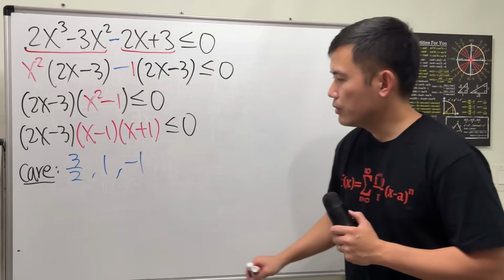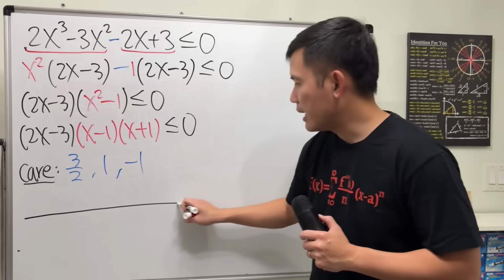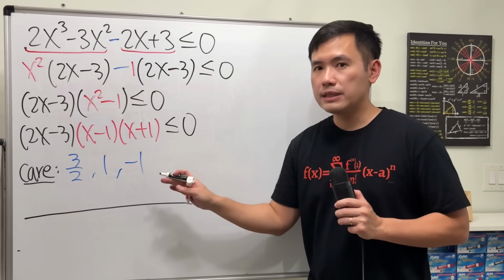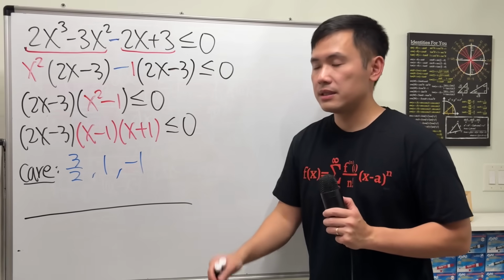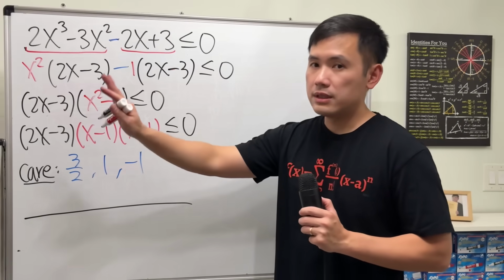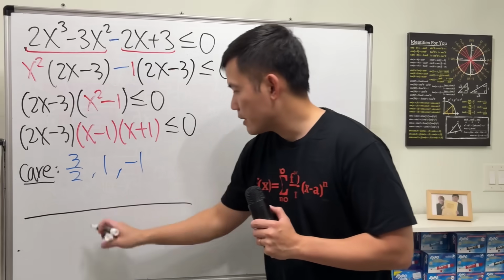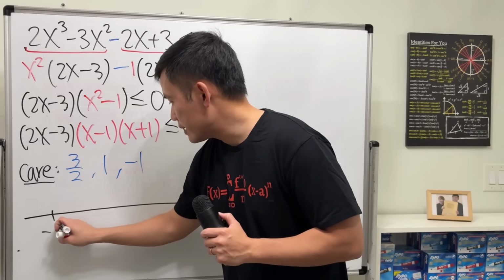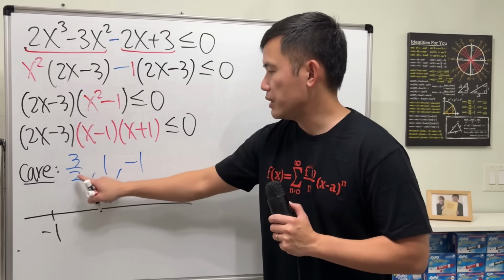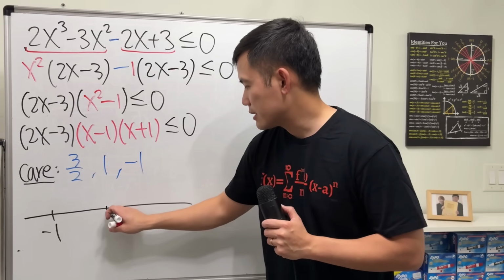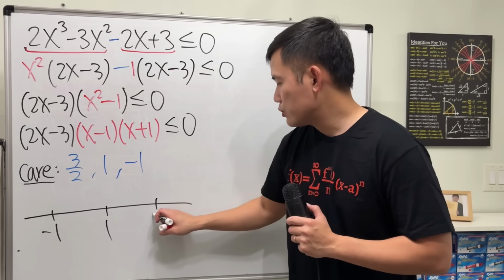Okay, to continue, we are going to draw a number line. And then we are going to put down the numbers that we care about on the number line from the smallest to the biggest, because the smaller number is on the left of the number line. So here we are going to put down negative 1. Now, which one is smaller? 1 is smaller because this is at 1.5. So let's say we have 1 here, and then 3 over 2.